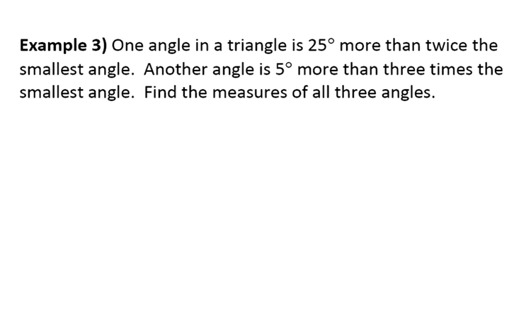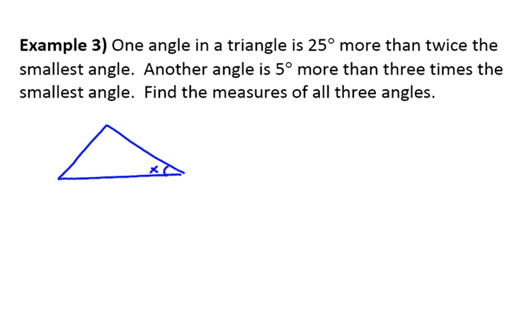Example 3, one angle in a triangle is 25 degrees more than twice the smallest angle. Another angle is 5 degrees more than 3 times the smallest angle. Find the measure of all 3 angles. So again, we want to draw our triangle. It's kind of got different shapes here, but we'll just draw a triangle, not matching it to small, medium, or big. One of the angles is going to be equal to x.